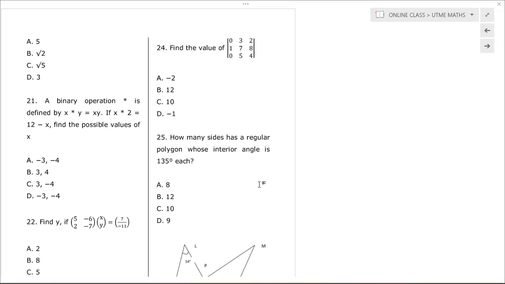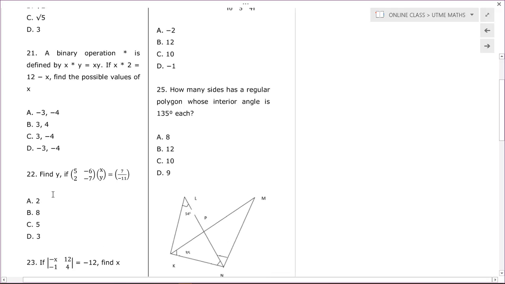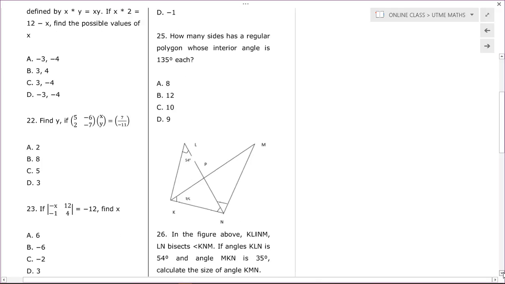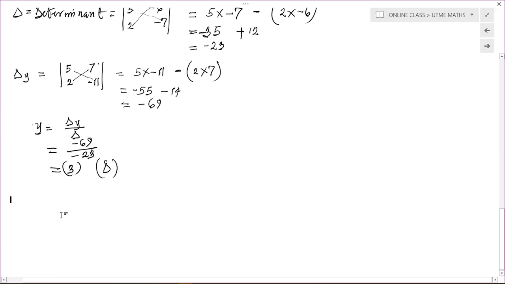Now let's look at number 23. Number 23 to be solved now. What's in number 23? It says that the determinant equals minus 12. How do we now get the x in this case?